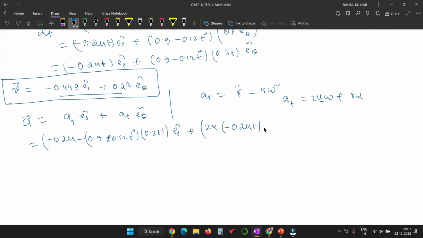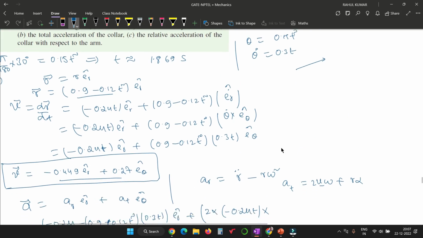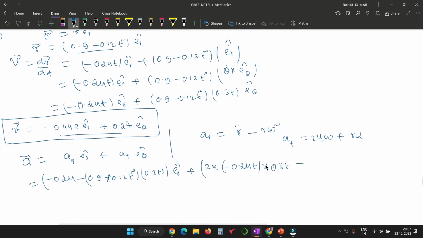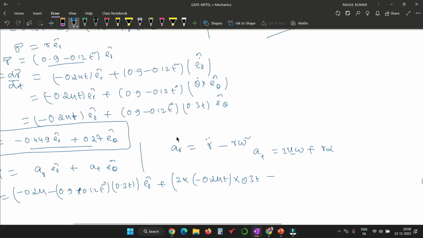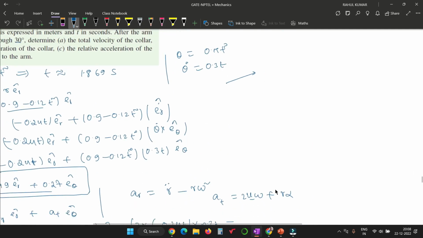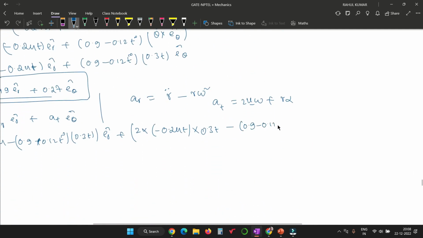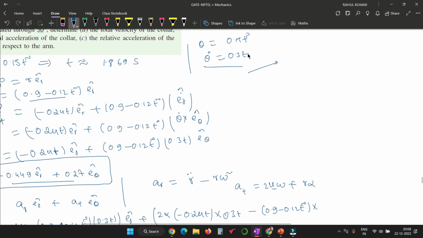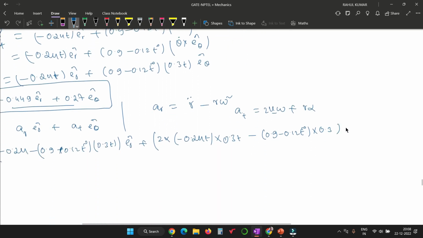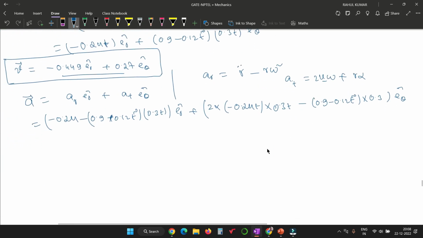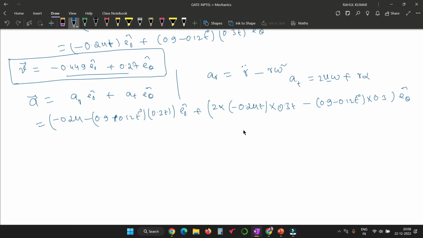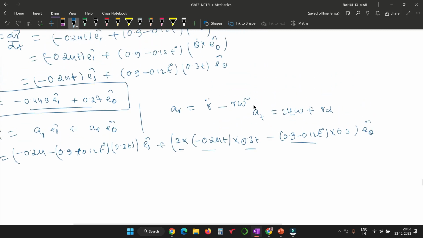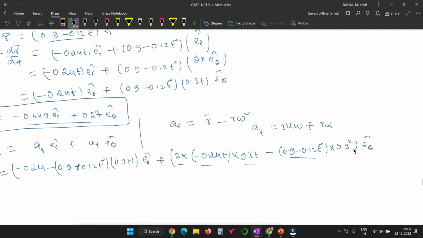Minus 0.24 multiplied by omega. What is omega? Omega is 0.3 t. So that is 2 v omega. And now r is already given, 0.9 minus 0.12 t square, into alpha. Alpha is the derivative of this, that is nothing but 0.3. Am I right or not? Am I doing anything wrong? Tell me. 2 v omega, and minus r, which is already given, times omega square, so 0.3 raised to the power 2.